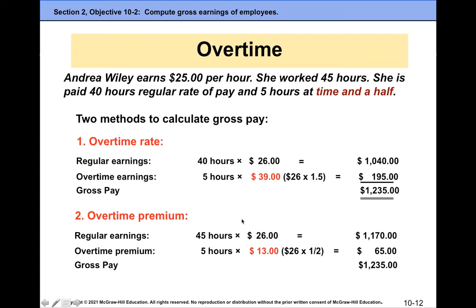Under overtime premium, instead of taking 40 hours, I take all 45 hours she worked at the regular rate, and then I take her overtime hours at half of the regular rate. This is overtime rate, $39. This is overtime premium. The premium is $13, which is half of her regular rate. The answer will be the same. So, overtime rate versus overtime premium.